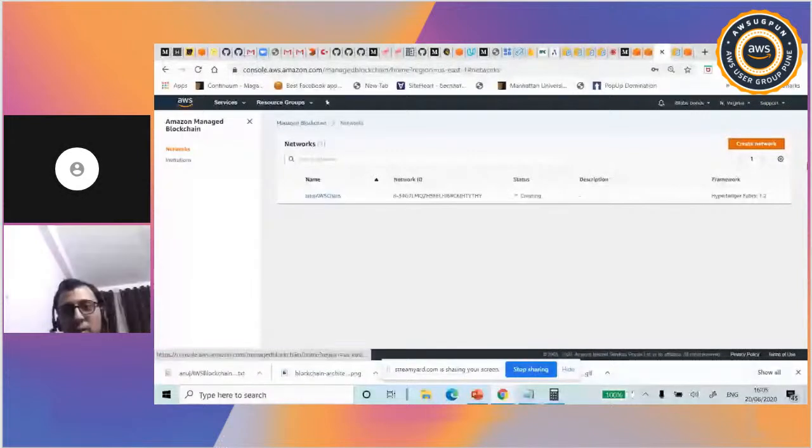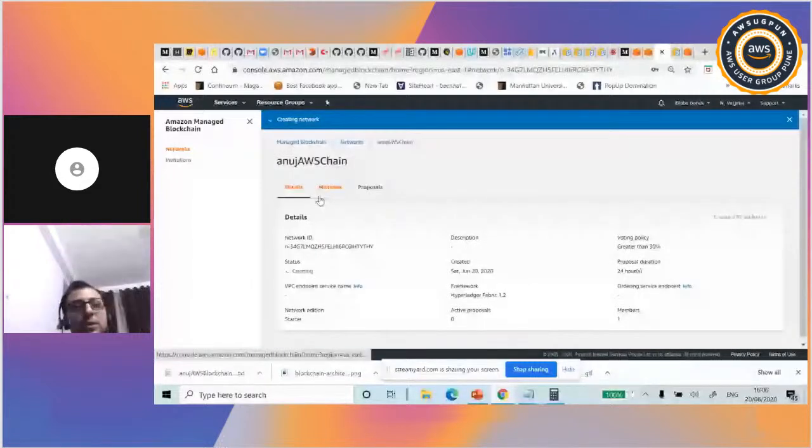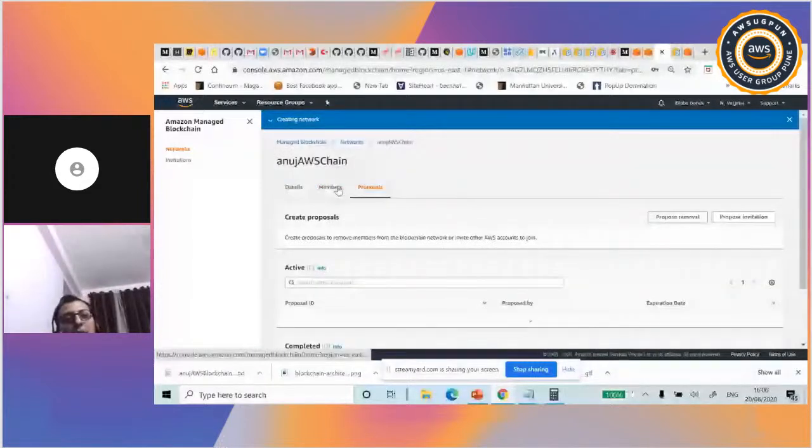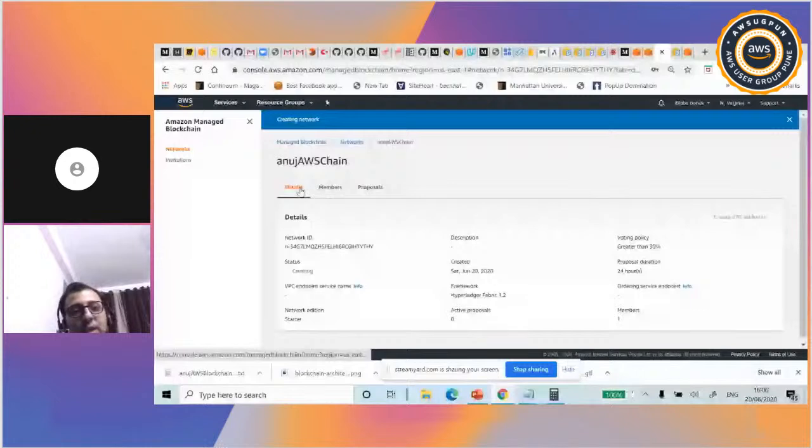It's taking some time, but the point was that it makes the proposal process and everything much simpler. What used to take 2 weeks to build or set up can be done in 5 minutes, and you have your blockchain network up and running in maybe half an hour.